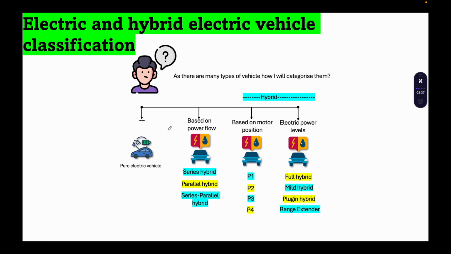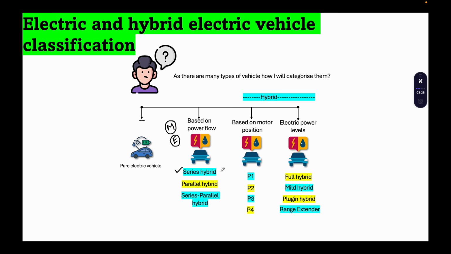So why is this important? Because we have two components which provide the power: one is the motor, which is driven with the help of an electric power source, and another is the engine. So in a hybrid electric vehicle we have two sources, and now the challenge is how we should organize these two sources so that the power flows in an efficient way to drive the vehicle. Based on the power flow, we have three categories of hybrid electric vehicles. One is series hybrid.